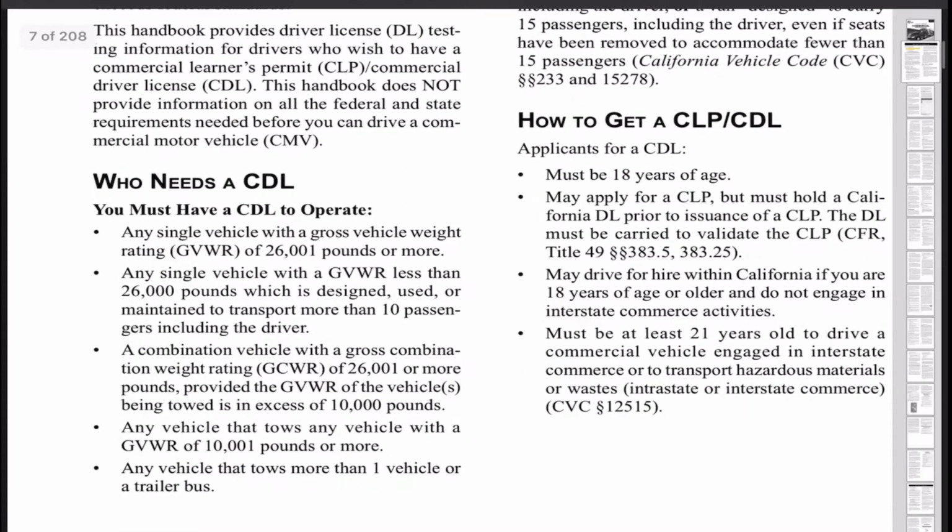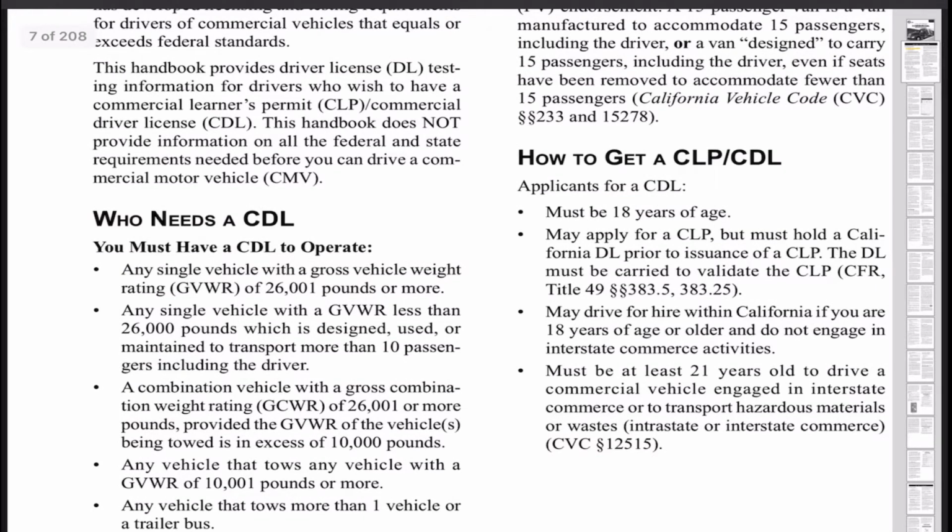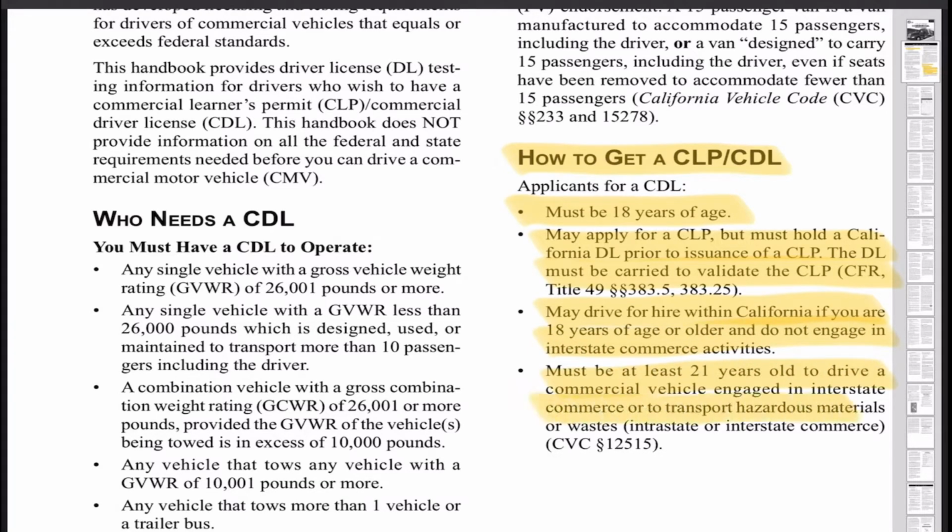Okay, so let's highlight this, how to get a CLP. You got to be 18 years old, must apply for CLP, but also hold a California driver license prior to issuance. So make sure you have your license. If you're gonna go interstate, you have to be 18 years old.